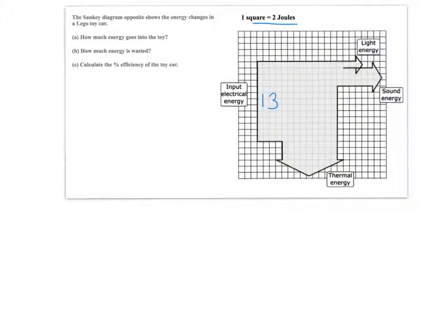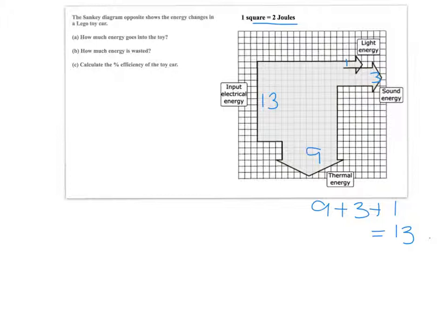If we look at the thermal energy which is being wasted, we have 1, 2, 3, 4, 5, 6, 7, 8, 9 squares. If we look at the sound, that's 3, and if we look at the light, that's 1. Now you need to realise that the 9 plus 3 plus 1 equals 13, and again we're looking at the principle of conservation of energy here. The number of squares going out needs to equal the number of squares going in.